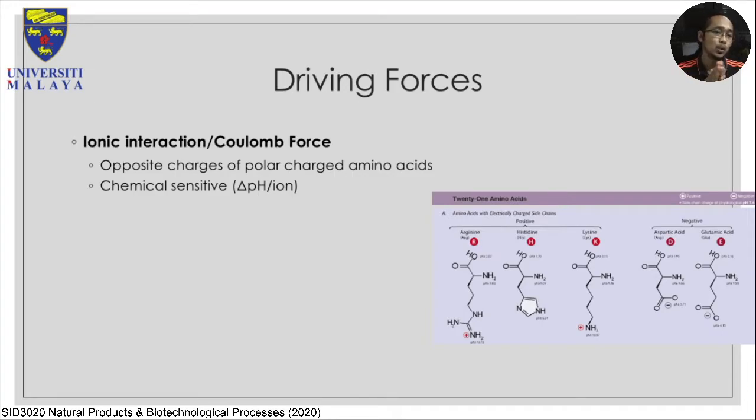Of course, everybody knows about ionic interaction or Coulomb forces. Hopefully, you still remember. So, what are those? Ionic interactions are between the opposite charges of polar charged amino acids. So, when you're talking about ionic forces in an enzyme, we always talk about the opposite charge of polar residues. What is shown here is the negatively charged amino acids, the amino acids that can form a negative charge, and the amino acids that can form a positive charge. Those are the only natural amino acids that can form charges.